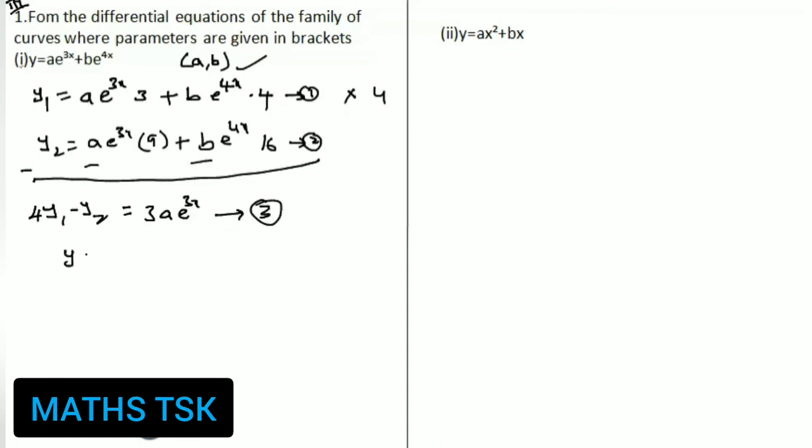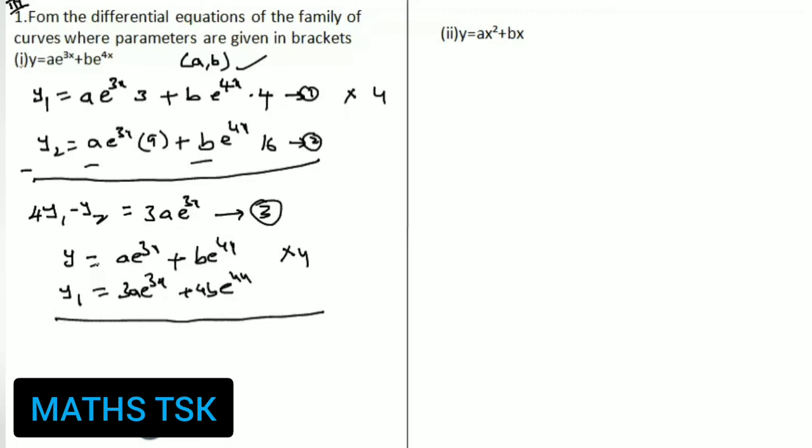Given equation is y is equal to a e power 3x plus b e power 4x. Next, first equation is y1. y1 is equal to 3a e power 3x plus 4b e power 4x. Again, multiply this with 4 and subtract. 4y minus y1 is equal to 4 minus 3 is a e power 3x, and then 4 minus 4 gets cancelled. This is equation number 4. What is a e power 3x value?